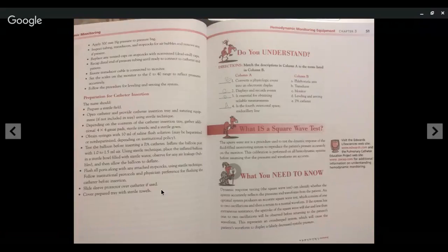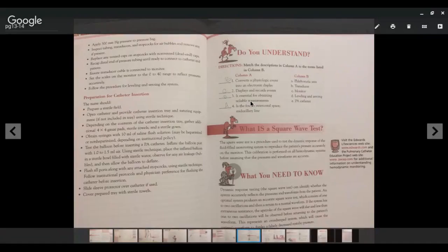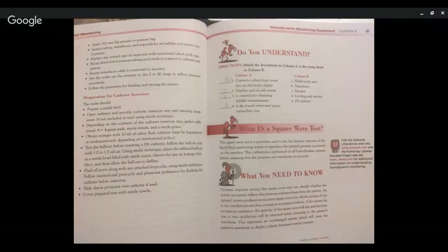So what converts a physiologic event into an electronic display? That would be a transducer. What displays and records events? That would be the monitor. What is essential for obtaining reliable measurements? Leveling and zeroing. And what's found in the fourth intercostal space mid-axillary line? The phlebostatic axis.